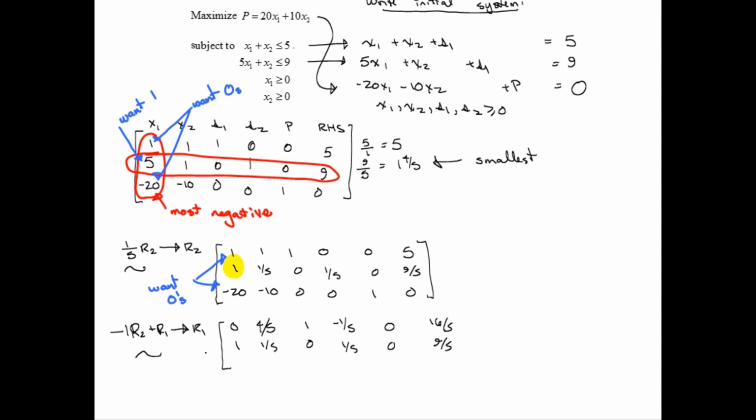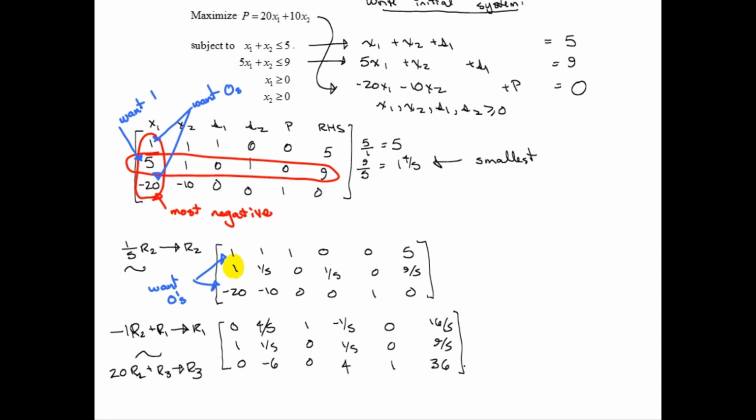And then on my third row, I'm going to take the opposite of the number that's there, so that's +20 times the row with the leading one, which is row 2. And then add that third row back into the third row. When you carry out that row operation, you should end up with a 0, -6, 0, 4, 1, 36.